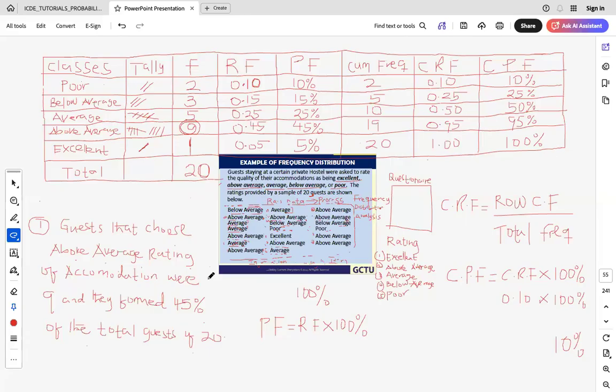So that's the first information. We are targeting the highest. Guests that chose above average rating of accommodation were 9, and they formed 45% of the total guests. And it's all in our table. This is the 9 I picked. This is the 45% I have picked. I'm not done with the information. I'm just showing you how to interpret the information or the numbers you are seeing here.